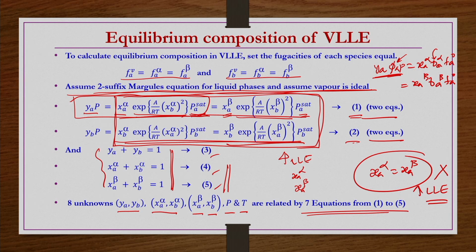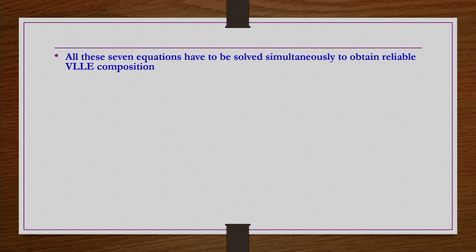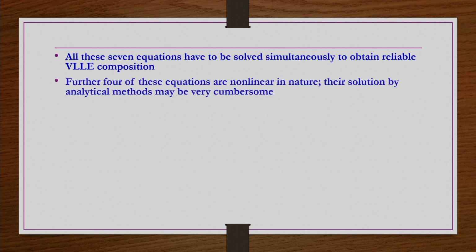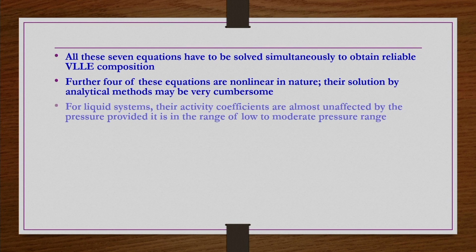Remember, this segregating of the equations into a separate LLE problem and then a VLLE problem is possible only when the pressure is in the low to moderate range. If the pressure is high, we cannot do that, and we have to go for numerical solutions. All these 7 equations have to be solved simultaneously to obtain reliable VLE composition. Further, 4 of these equations are nonlinear in nature. Their solution by analytical methods may be very cumbersome. Obviously, we see how nonlinear they are.